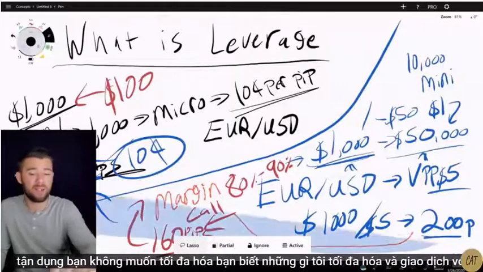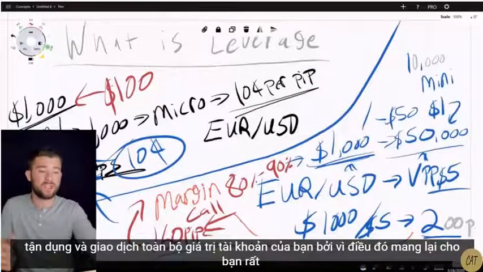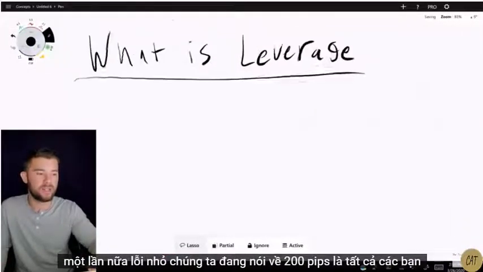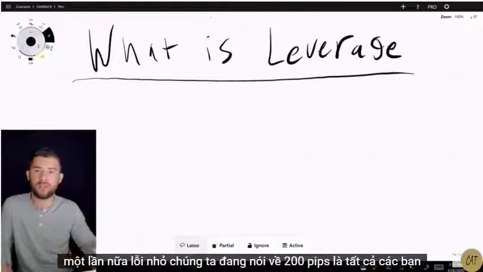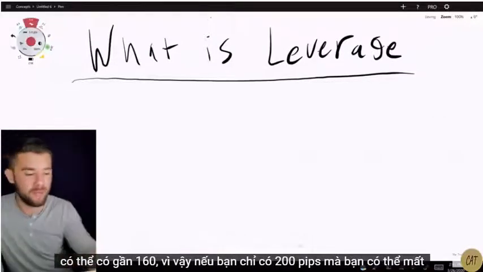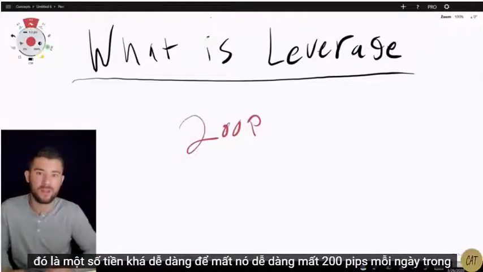You want to max out trading with leverage and trading your entire account value, because that gives you a very small margin there. Again, talk about 200 pips is all you have. Probably goes to about 160. So if you only have 200 pips, that's a pretty easy amount to lose. It's easy to lose 200 pips.